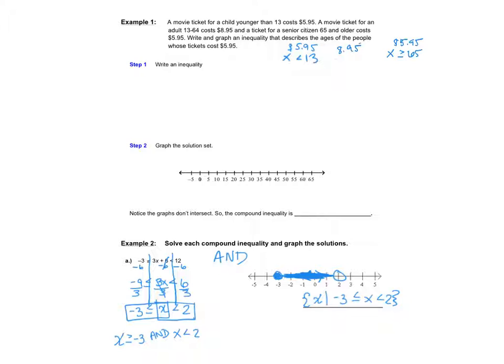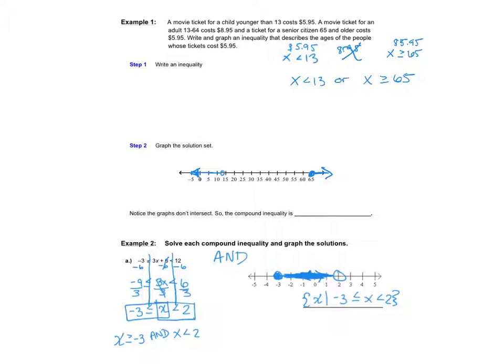Okay, it says to write and graph an inequality that describes the ages of people whose tickets cost $5.95, so the middle group doesn't matter to me. But if they're less than 13, or x is greater than or equal to 65, then their tickets cost $5.95. So on a graph, that would be an open circle at 13. They have to be less than 13, not equal to 13. And 65 and older is including 65, so that's equal to 65 going to the right.